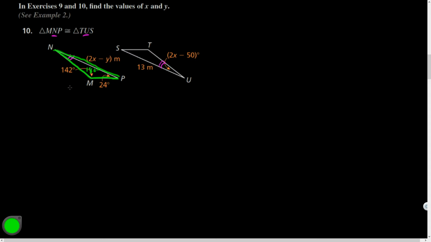I know all of these add up to 180 degrees. So let's find the measure of angle n, which is equal to the measure of angle u. So I'm going to say measure of angle n plus 24 plus 142.